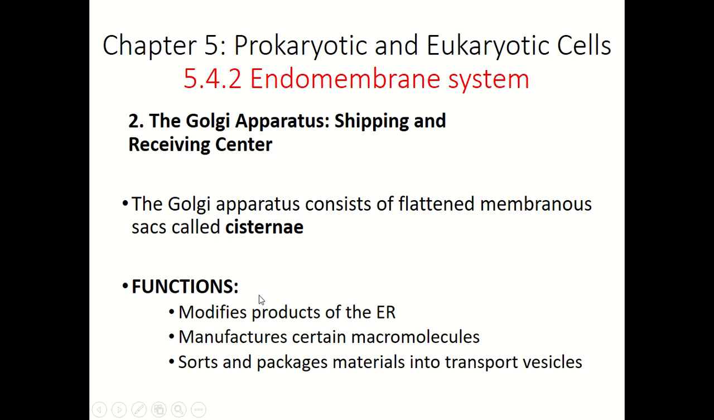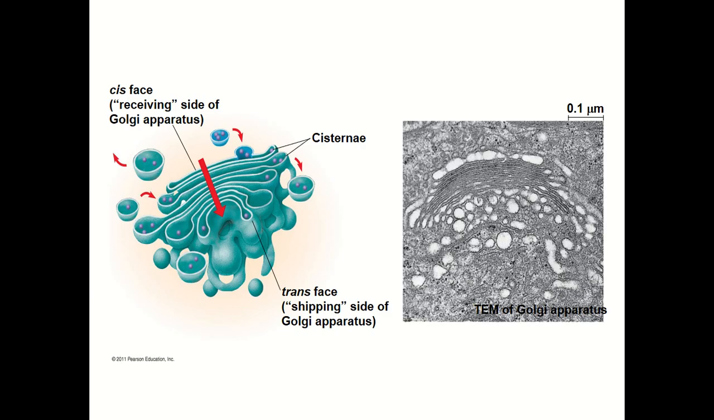Okay, so the functions of the Golgi apparatus are to modify the products of the endoplasmic reticulum, and then they will manufacture certain macromolecules such as proteins, and also sort and package material into transport vesicles through the trans face.